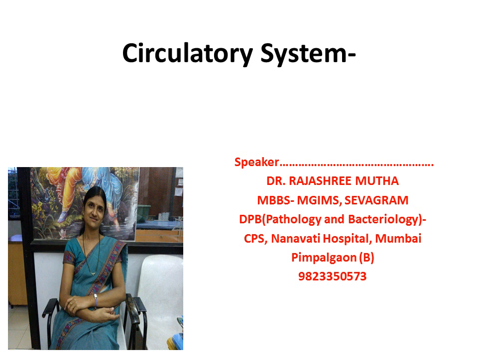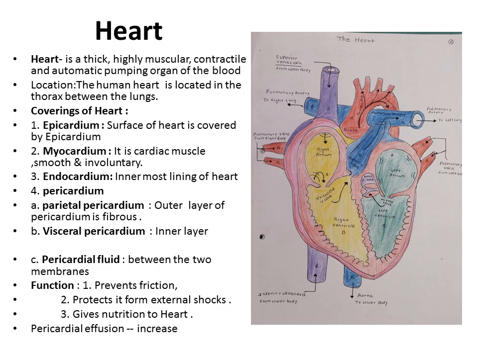So today we are going to study about the circulatory system. It is a system which is concerned with the circulation of blood and lymph. It consists of the heart and the blood vessels. Now let's study the first structure of the circulatory system, the heart.